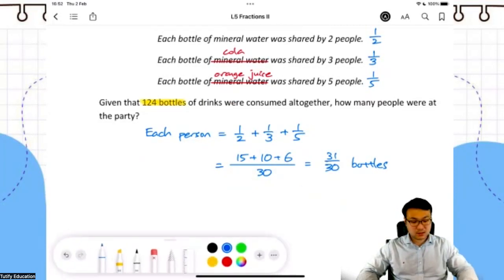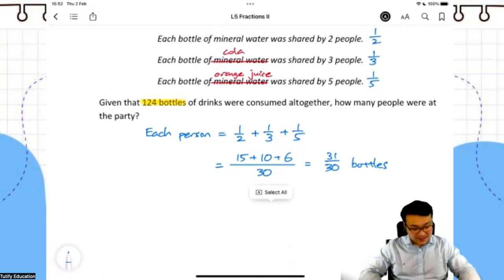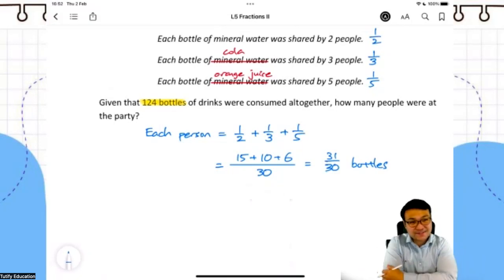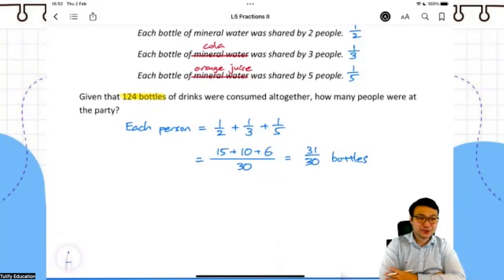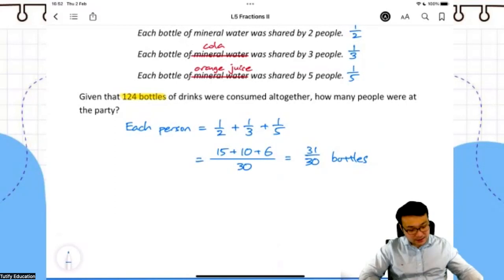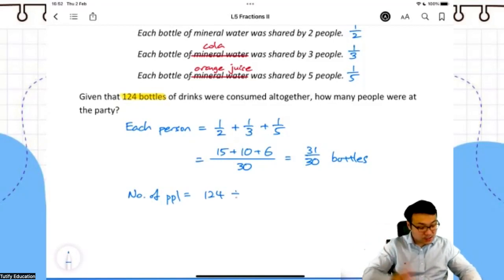The question is telling you that in the entire party, 124 bottles of drinks were being consumed. So do you think I can find out how many people are there at the party? What should I do to find that out? 124 divided by 31/30. Yes. So if I want to find the number of people at the party, I just need to take the total number of bottles consumed divided by how much each person drinks.